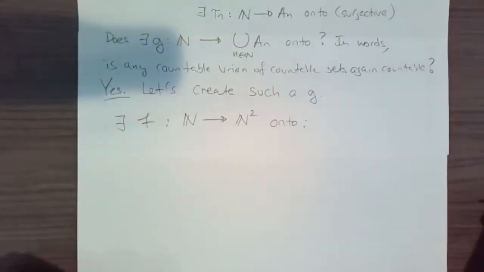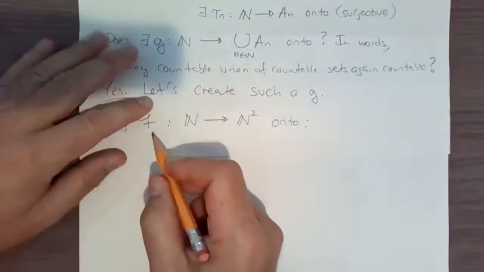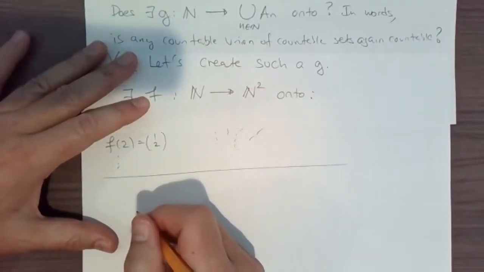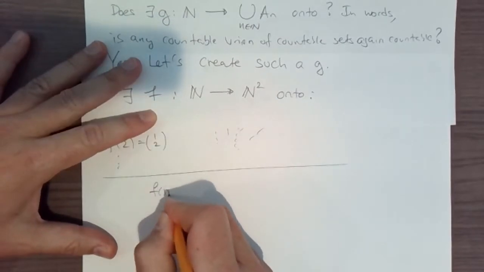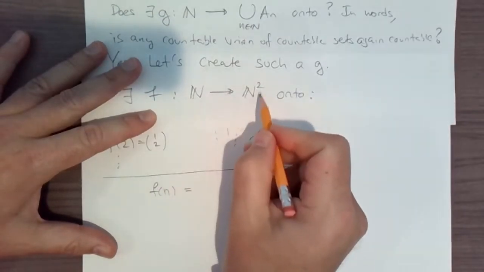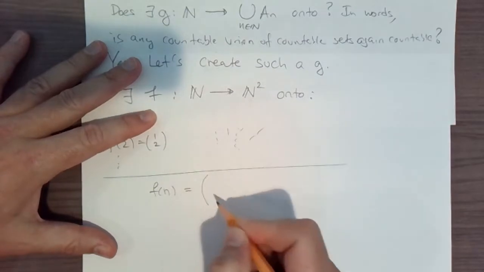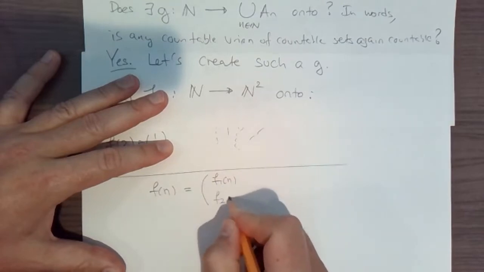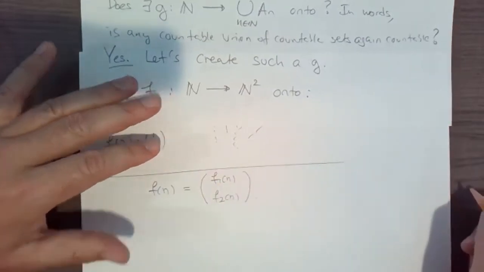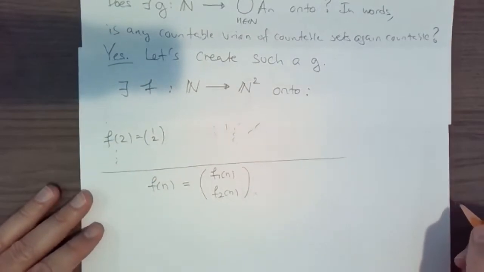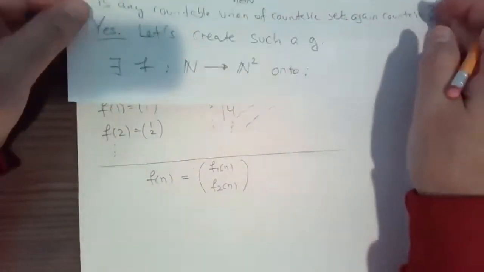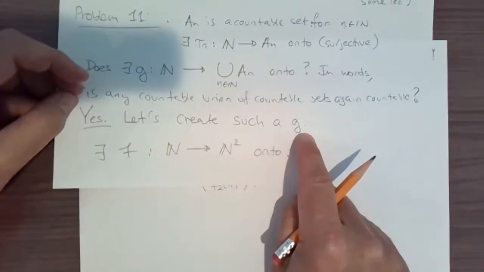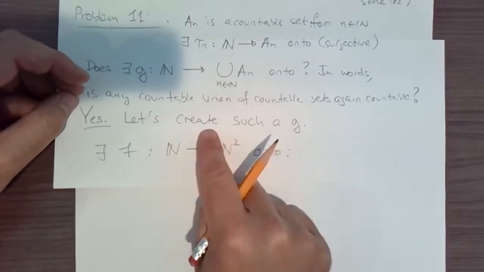And now how do we proceed? Well, now we have a function. So we write f of n. It's a two-dimensional object, so we're going to write this as f1 of n and f2 of n. So what's the claim? We have a g here. This is our goal. Let's create such a g.